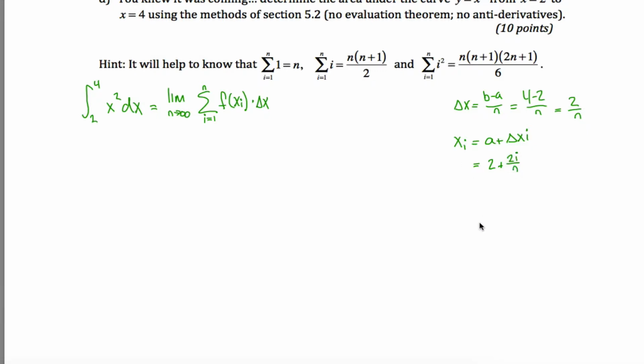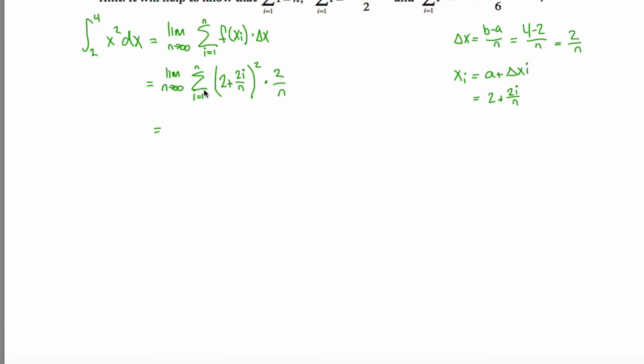So I get something like this for xi. What I can then do is come back up here and say this is the limit. I'm not going to want to write this over and over again. I'll do it this one last time. Of the sum from i equals 1 to n of, and then instead of f of xi, well, xi is this thing. So I got 2 plus 2i over n. But you don't just want xi, you want f of xi. Oh, right, f of x is the squaring part of it. And you want to multiply that by delta x, which is 2 over n.